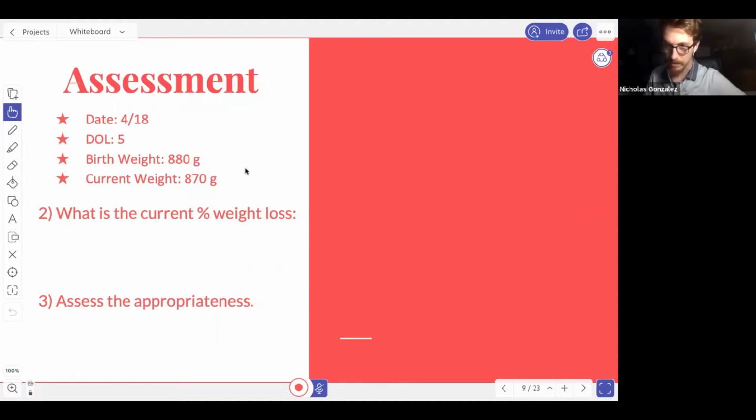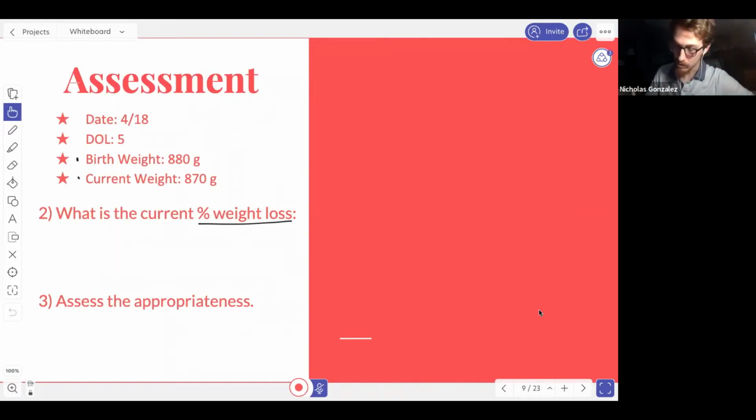Now here we're going to do something a little bit different. We're going to calculate the percent of weight loss. As we can see, if we look at the birth weight and the current weight, the infant has lost 10 grams, not 10 pounds. So there's no weight gain, there's weight loss instead. So we just want to calculate the percentage.